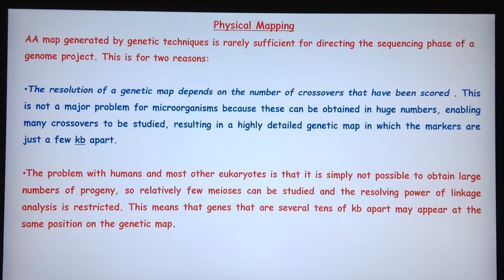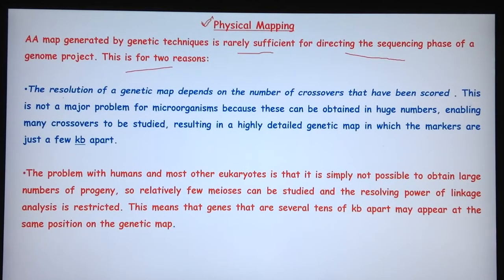A map generated by genetic technique is not sufficient for directing the sequencing phase of the genome project. So first we have to work on the physical map, then we can work on the genetic map. Because in humans, if you do pedigree analysis and want to look at multiple generations to analyze inheritance, it is very difficult to monitor. So physical mapping is the first map which will come up, and then we will go in for location of the genes and other things, because the genetic map is not complete and it cannot completely supplement the physical mapping.